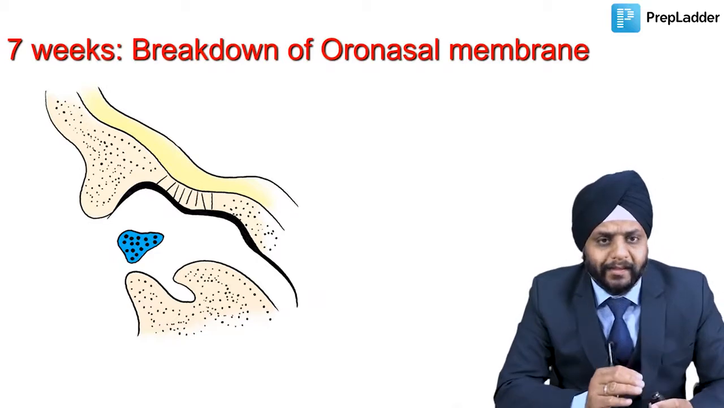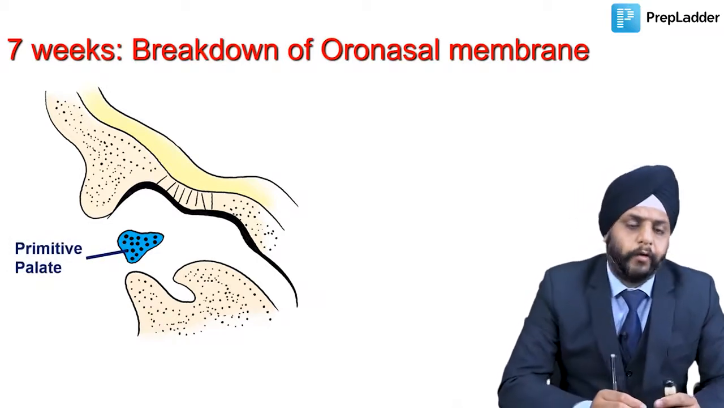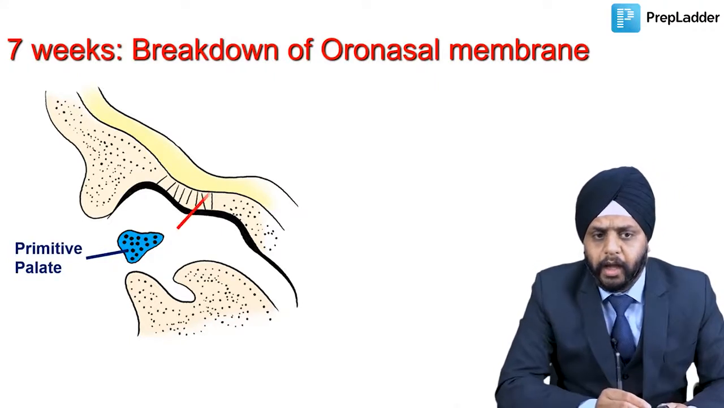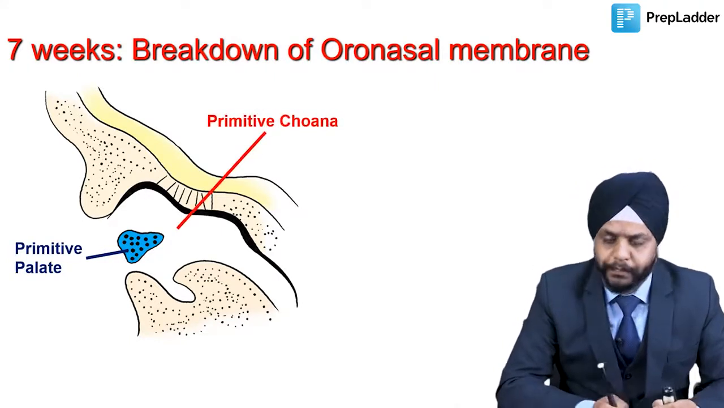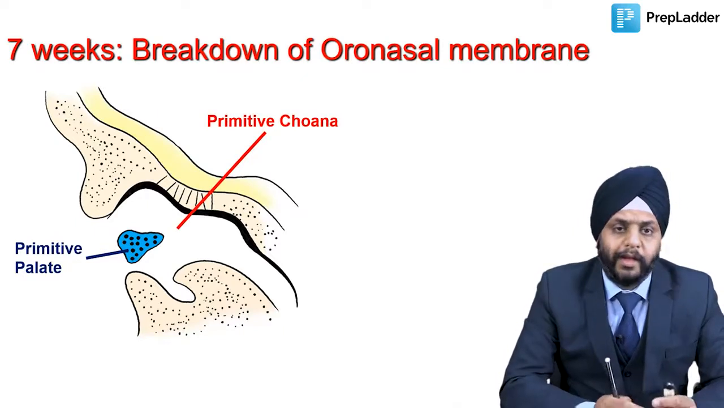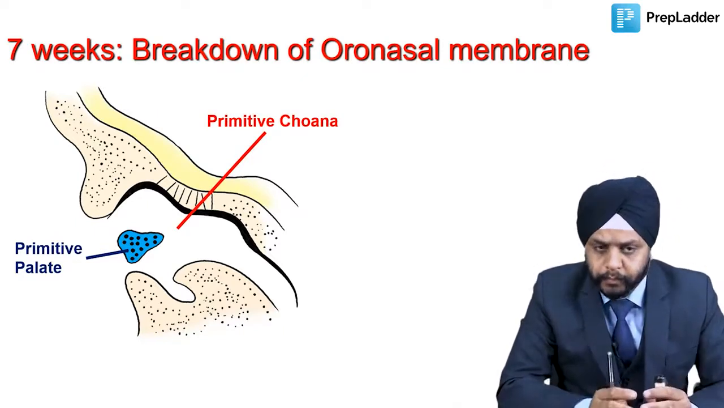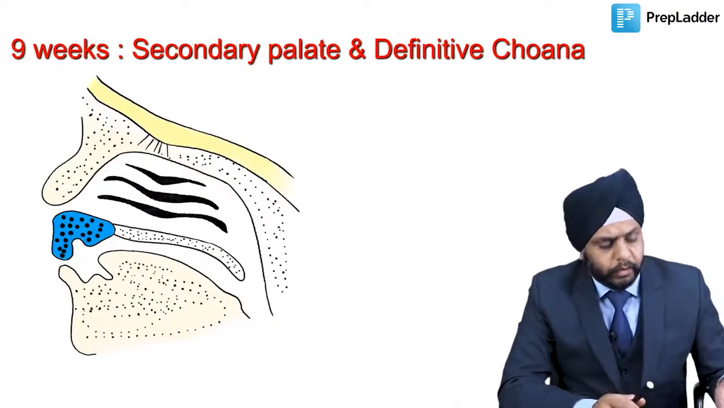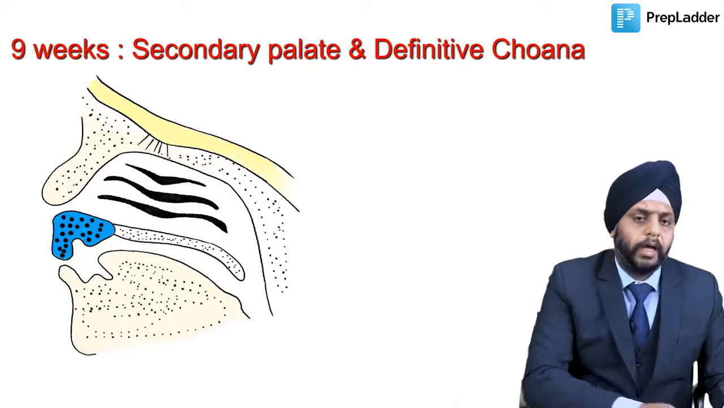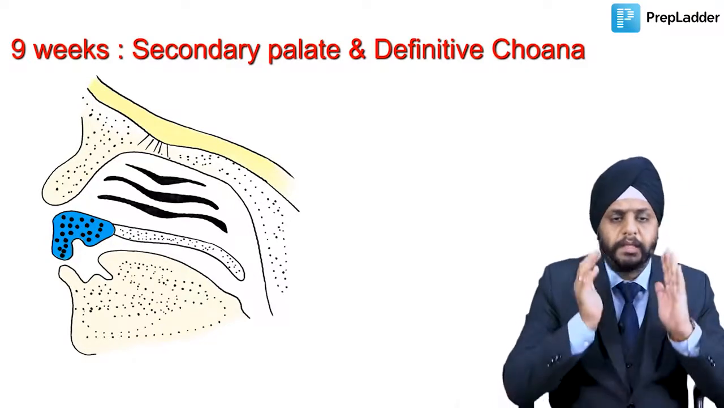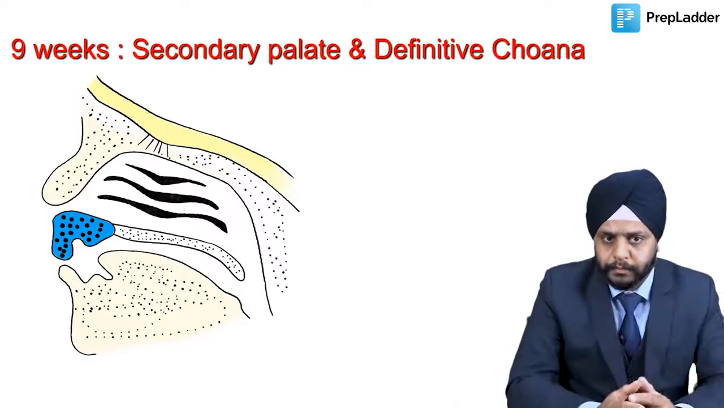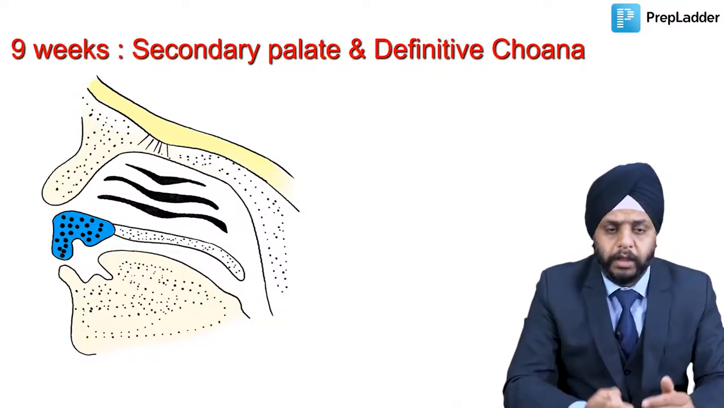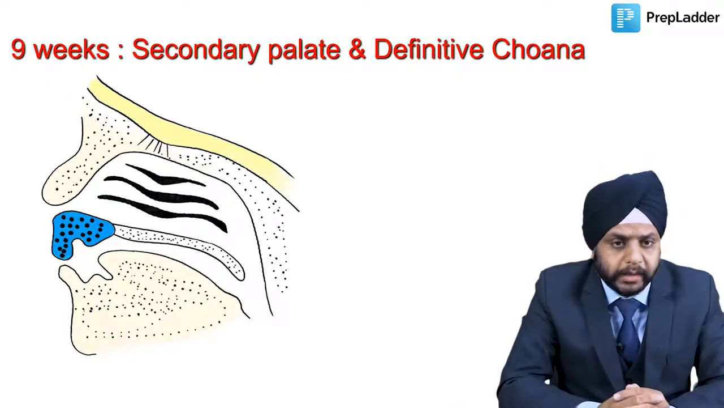Okay, so once this membrane breaks down, we have formation of the primitive palate. So the anterior part is known as the primitive palate, and we have formation of the primitive choana. So this opening is known as the primitive choana, right? Okay, and by 9 weeks, we discussed the maxillary process. The maxillary process grows from the side, and it tries to meet in the midline. It is not able to meet because in the middle we have the intermaxillary process.